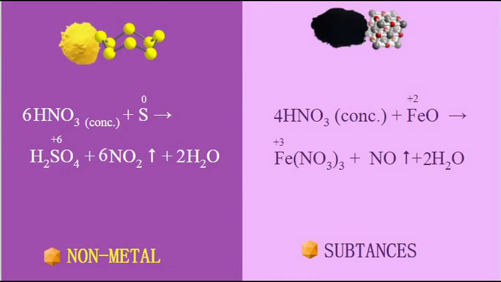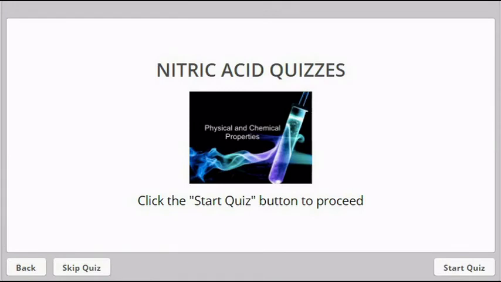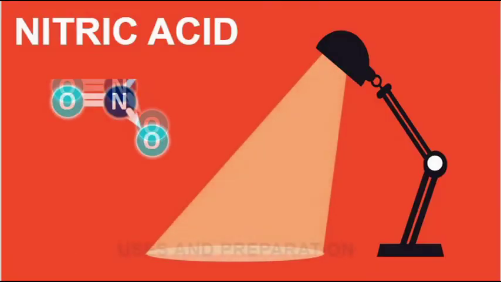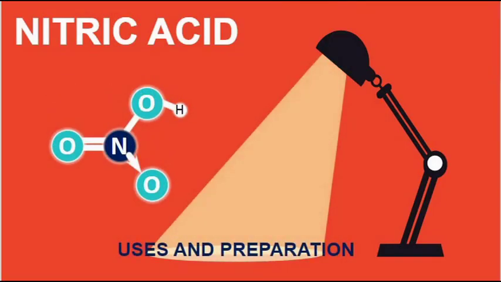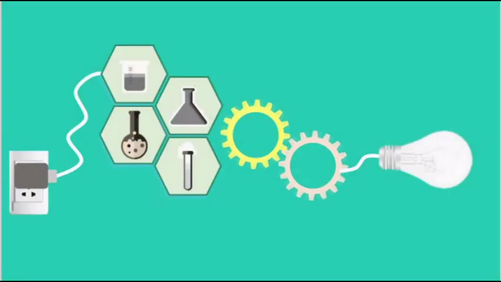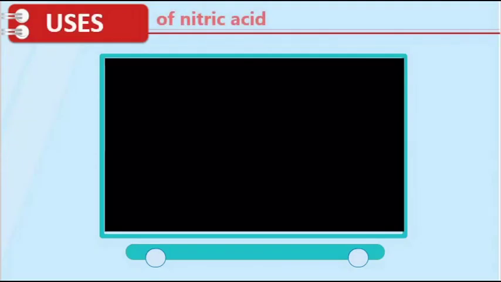Now, let's put the knowledge that you've learned into practice. Let's discover the usage of nitric acid and how we can prepare it. Nitric acid is widely used in the production of fertilizers, such as ammonium nitrate. Let's watch a video.